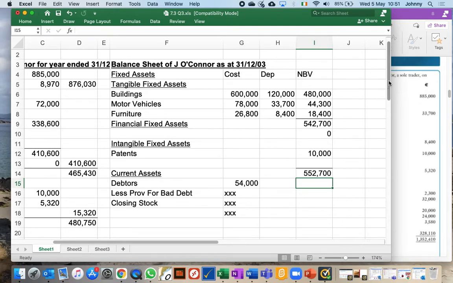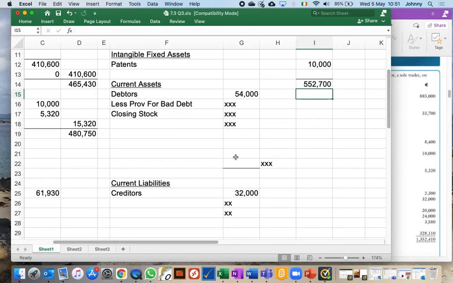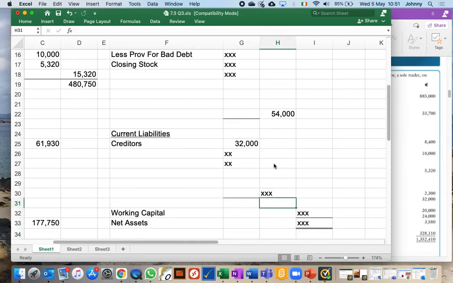Now I need to move on and look at my current assets. So I'm going to add all of my current assets together. And so far, the only one I've got is my debtors figure. So I'm just going to put that in there. It's the only one I have at the moment. Creditors is the only current liability that I've put in so far. So I'll take these two numbers away, and that will give me my working capital. And that's how you always calculate working capital.